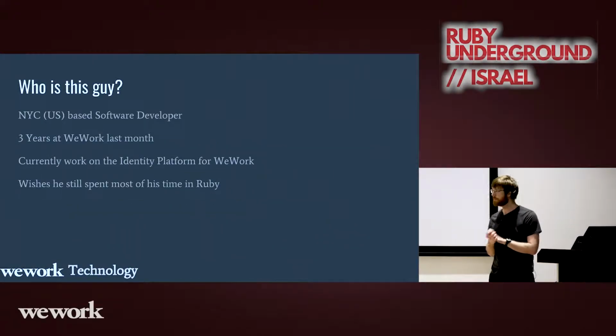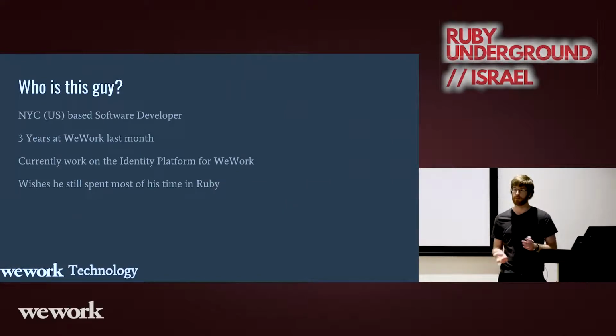So, who is this guy? My name's Nick Gordon. I'm a developer for WeWork. I've been at WeWork for over 3 years now. I currently work on the identity platform at WeWork, which obviously probably means something different depending on what company you're at. But I work in Ruby as well as other languages. And I wish that I still spent most of my time in Ruby. In addition, I spend probably about half my time in meetings, 25% in Ruby, 25% in Go.